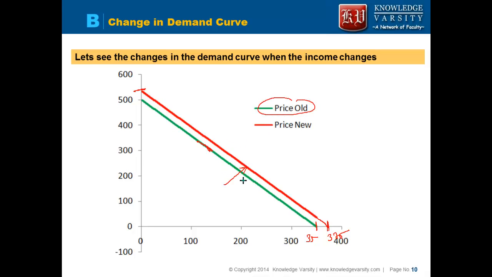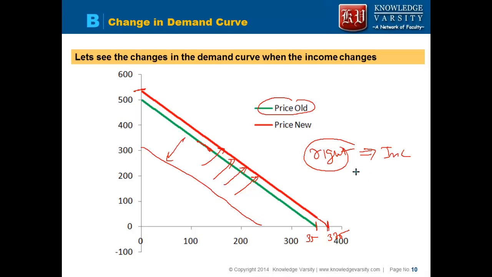So there is a shift in the demand curve. This is your right shift in the demand curve. That means this has increased. When the right shift happens, we say that the demand has increased. Also, the left shift can happen. A left shift will happen when the income level decreases or the price of coffee decreases. Then we will say that the demand has decreased, right?